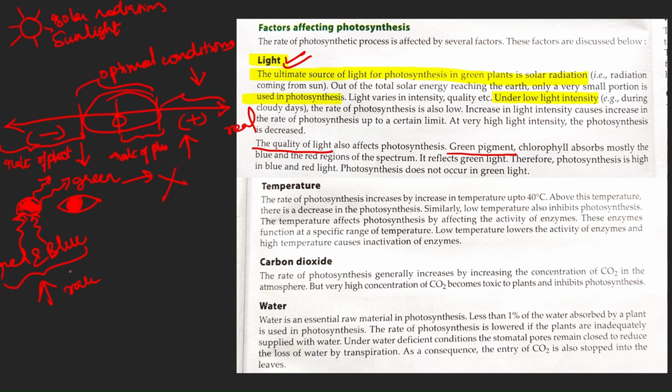So red and blue light will increase the rate of photosynthesis, and there is no photosynthesis happening in the green light. So this is how the light factor affects it.